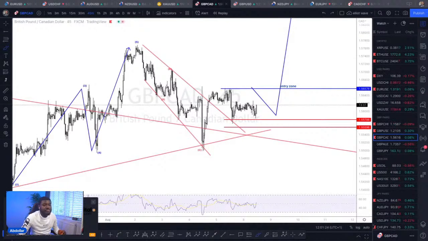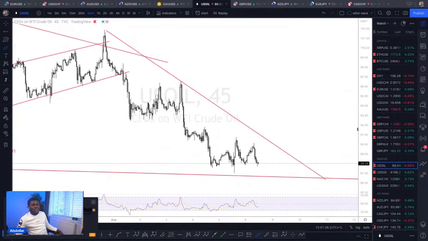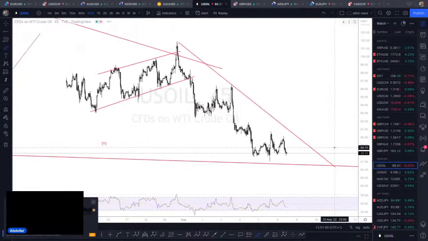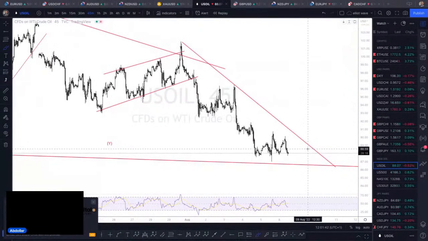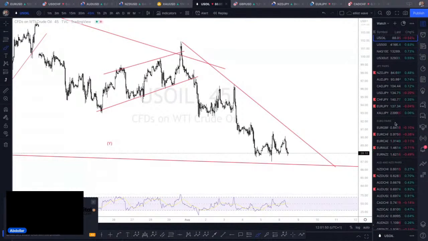Alright, so what else do we have to analyze? Let's look at US oil and US 500. Let's see what's happening, though I don't really have any analysis on them. I don't know why they are red. I don't have any analysis on them. But today's Monday, so everywhere is still a bit quiet. There's nothing much to say about most of these currency pairs.